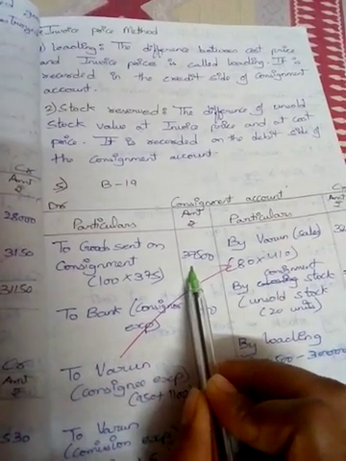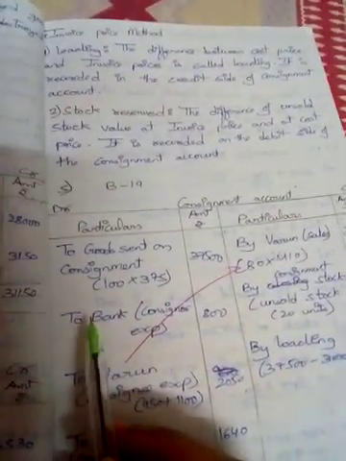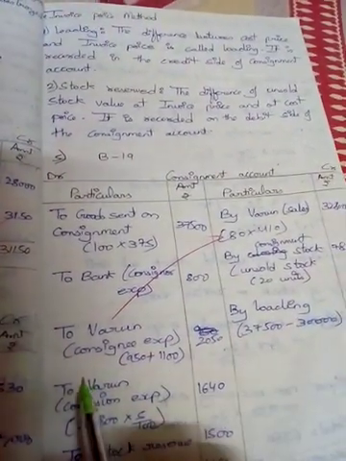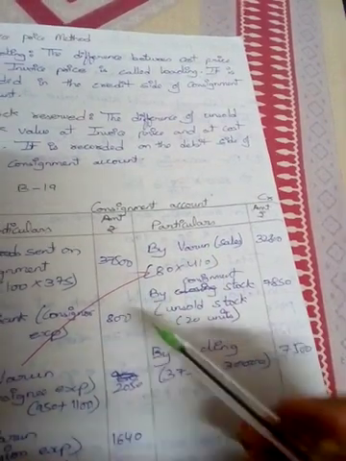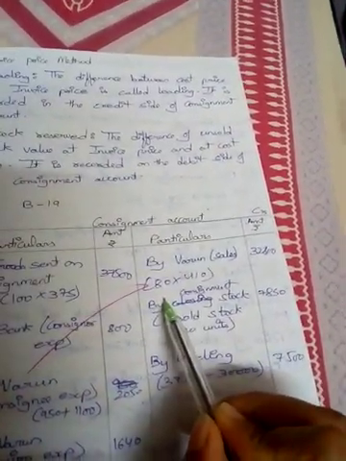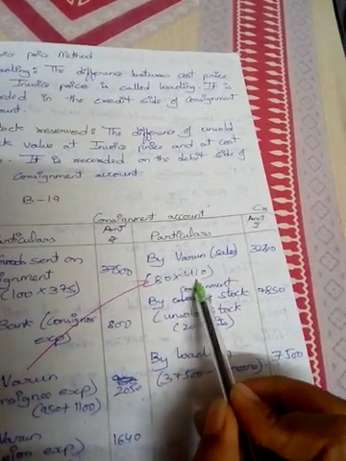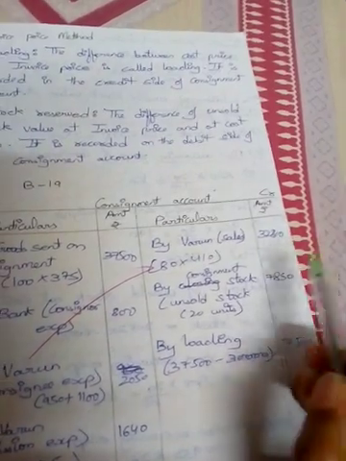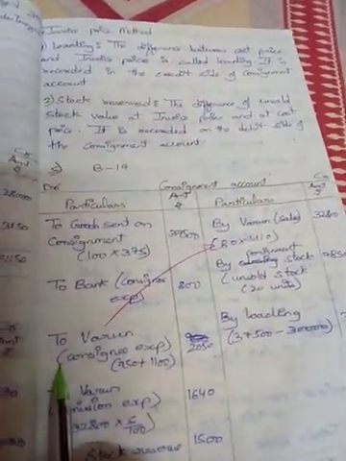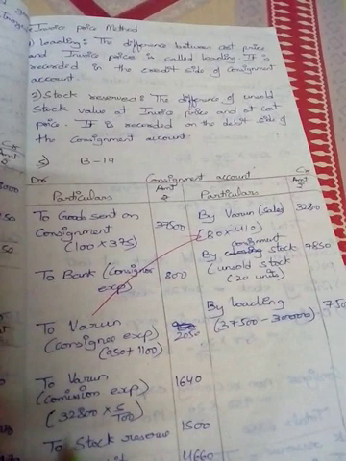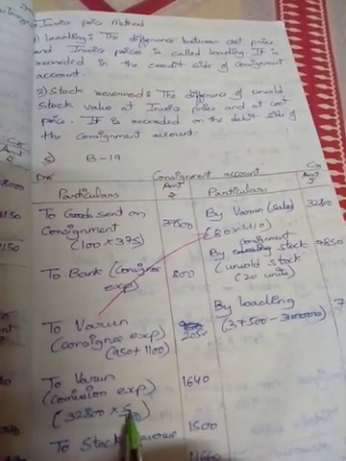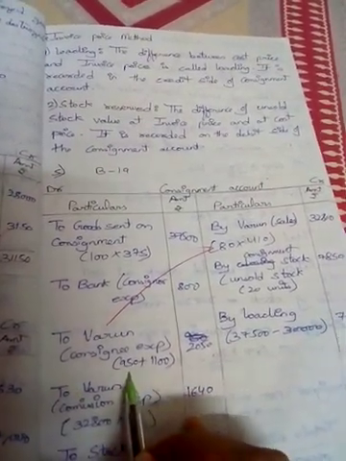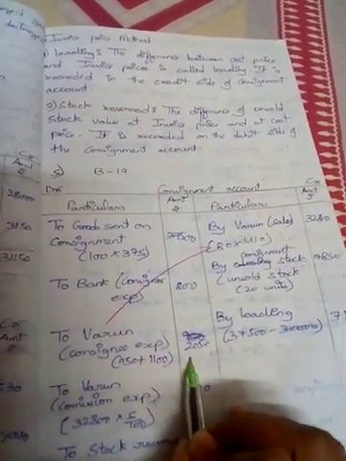So to goods sent on consignment, 100 machines were sent and the invoice price is 375. It will come to 37,500. And next, consignor expenses are given, to bank, it is 800. And next, the consignee has sold the goods. 80 machines were sold and each machine was sold at 410 rupees, total 32,800. And next, consignee commission will be paid on the sales amount, that is 5%. 32,800 into 5 divided by 100, it will be 1,640. And next, consignee expenses are given, 950 plus 1,100, it is 2,050 rupees.